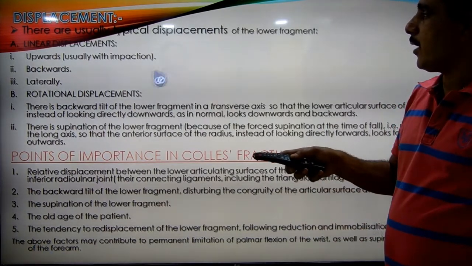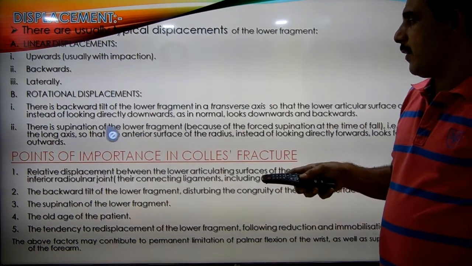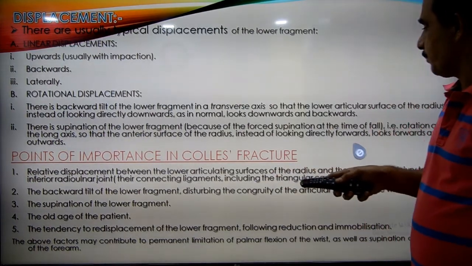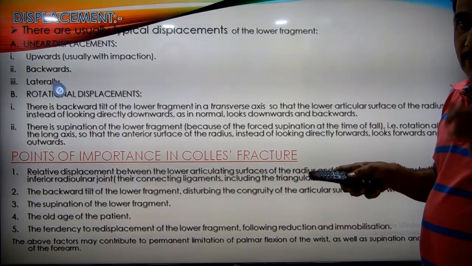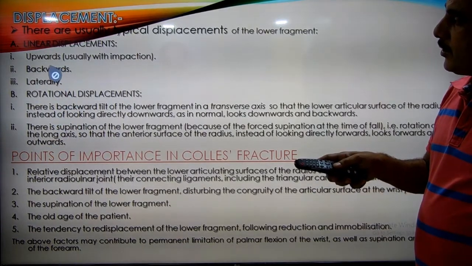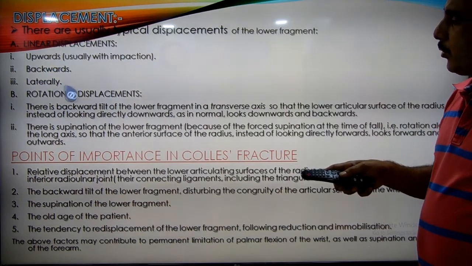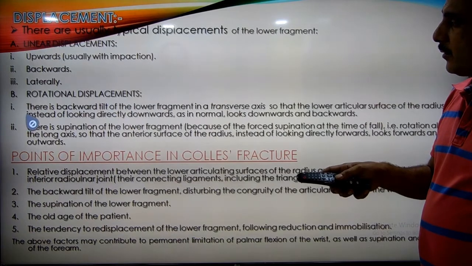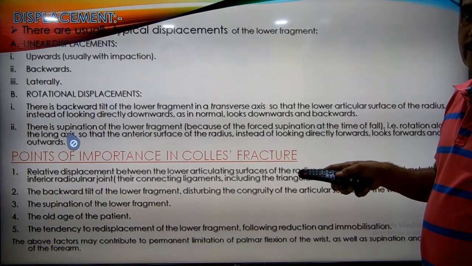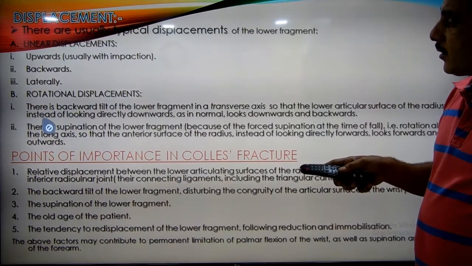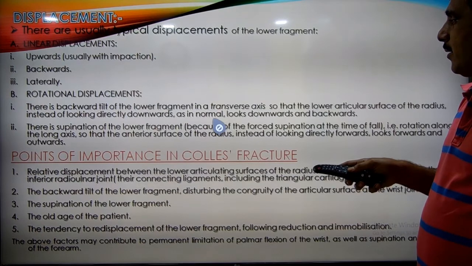Here rotation takes place only around the transverse axis. Here the transverse and the vertical axis. So this is a rotational displacement. Try to understand. The linear displacement is easier, where the lower fragment goes upward, backward, and laterally. But in rotational displacement, one rotation takes place along the transverse axis, second along the long axis or the vertical axis. In the transverse axis, the backward tilt of the lower fragment, isn't it?